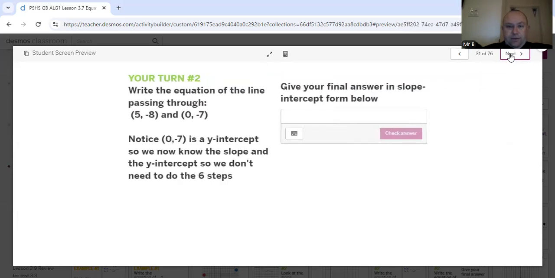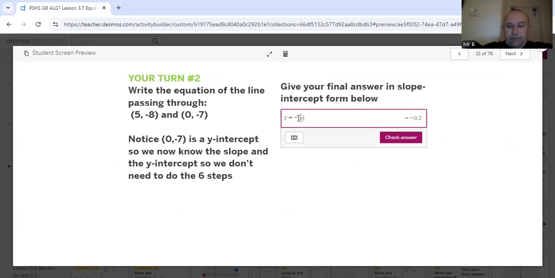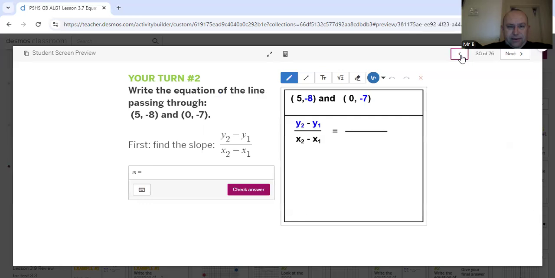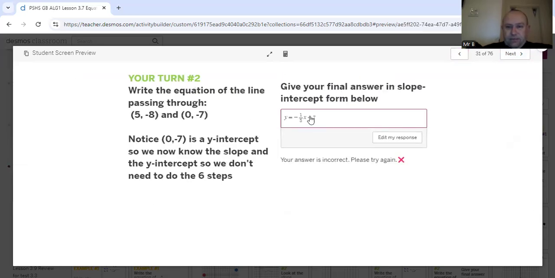And for people who wanted to work it out, I can write my final answer here. Y equals negative 1/5 x. What did I say? Plus 7? I think I said plus 7. Oops, I obviously didn't say plus 7. So let me go back and look. Oh, -7. Whoops.